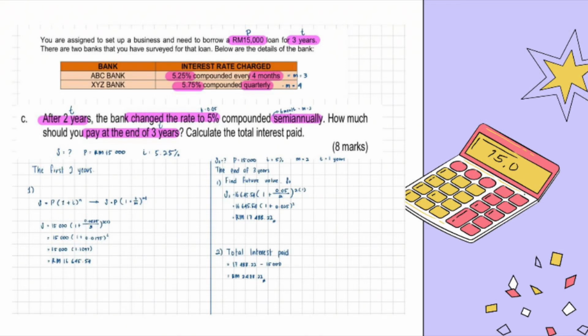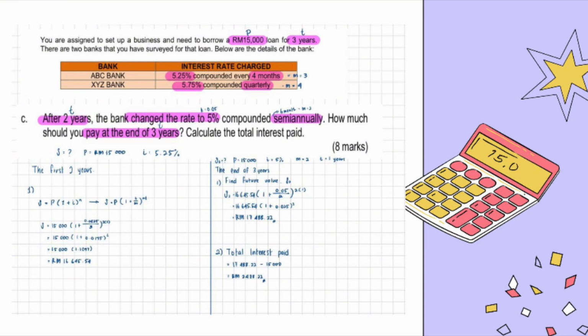After 2 years, the bank changes the rate to 5% compounded semi-annually. How much should you pay at the end of 3 years? Calculate the total interest paid. First, you must find the first 2 years. S equals 15,000, open bracket 1 plus 0.0525 per 3, close bracket, power of 3 times 2. So the answer will be RM 16,645 ringgit 44 cents.